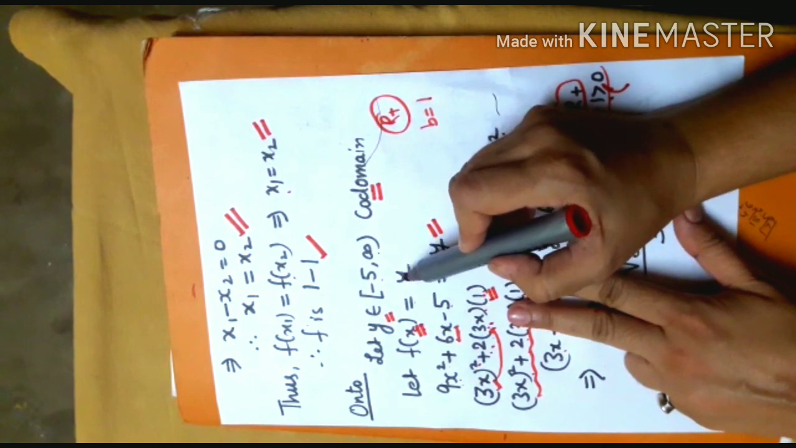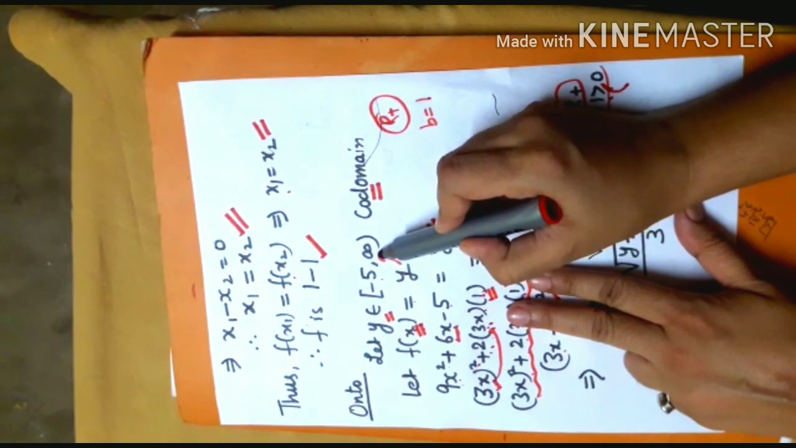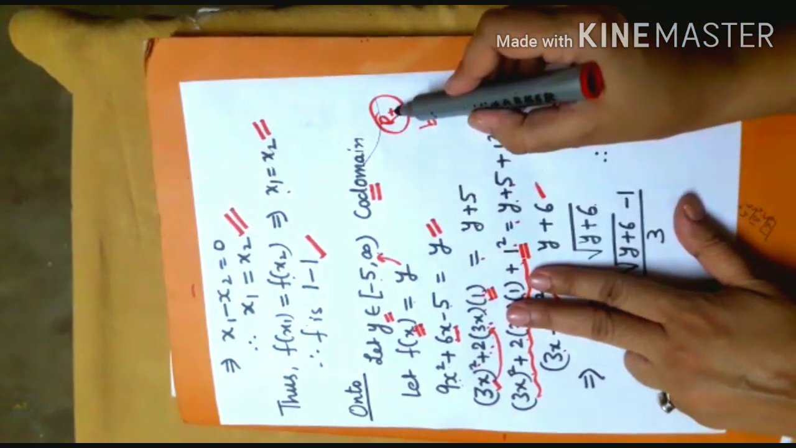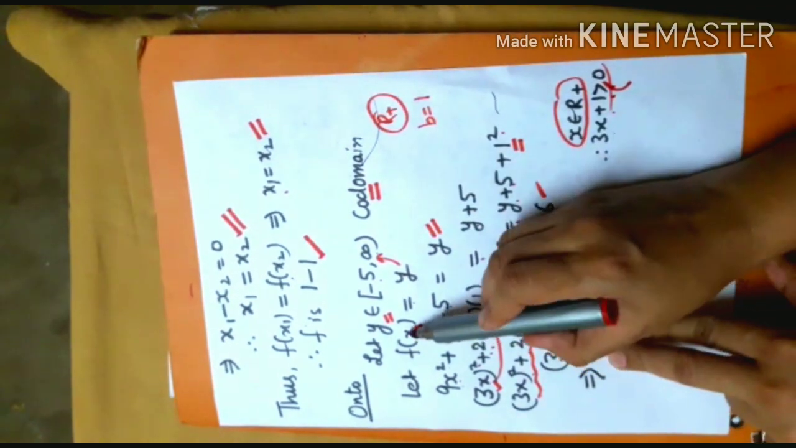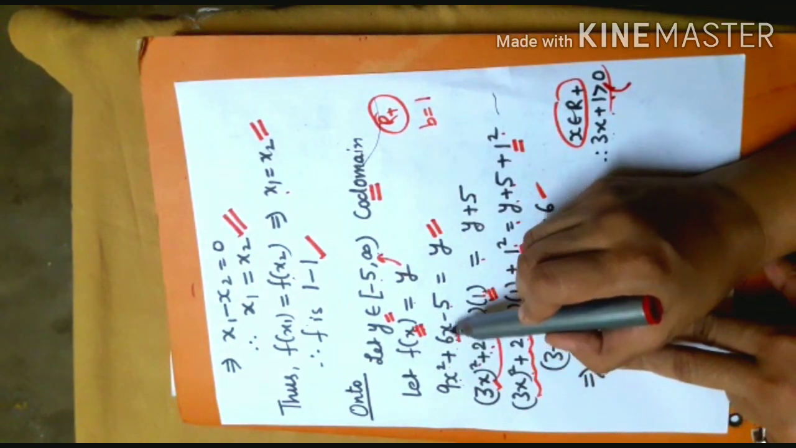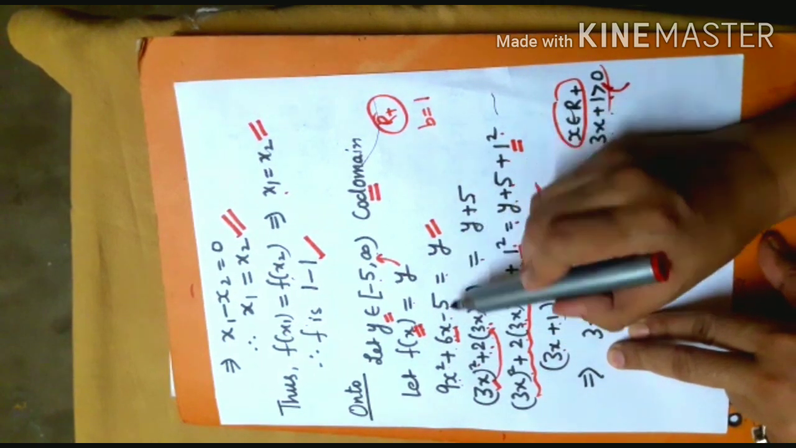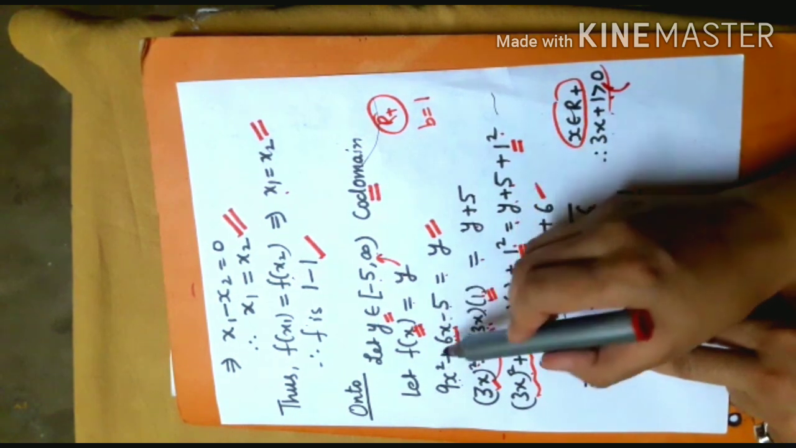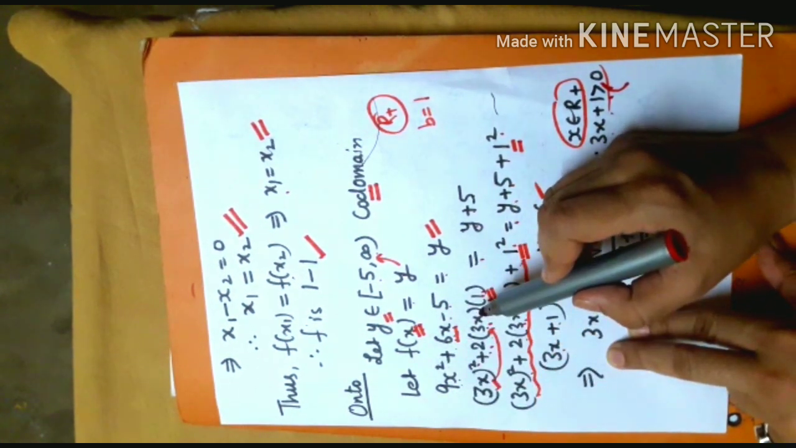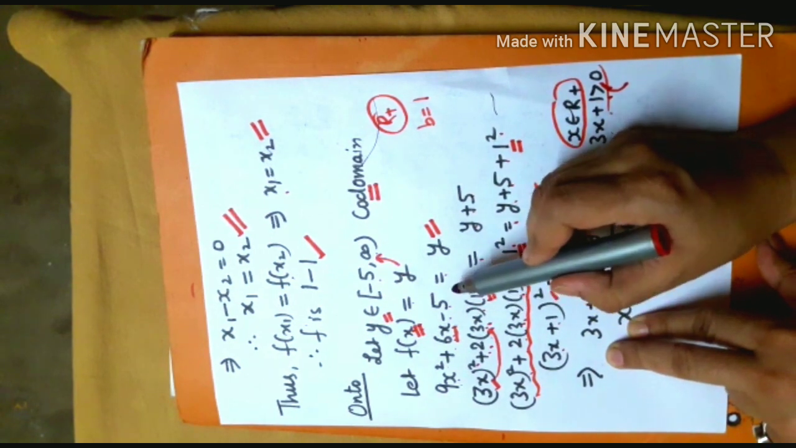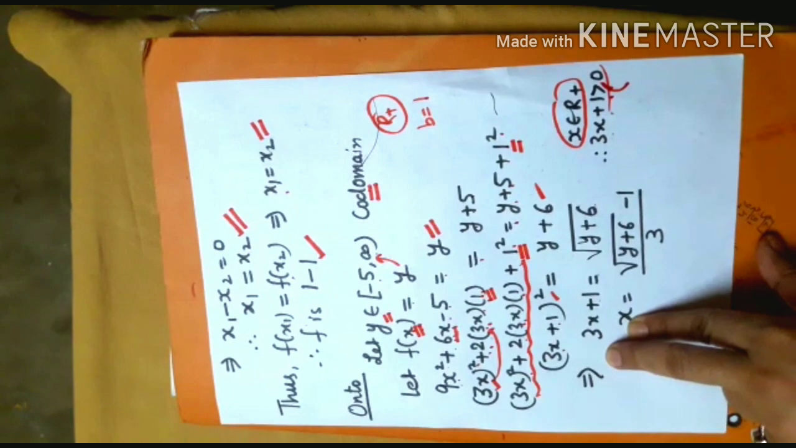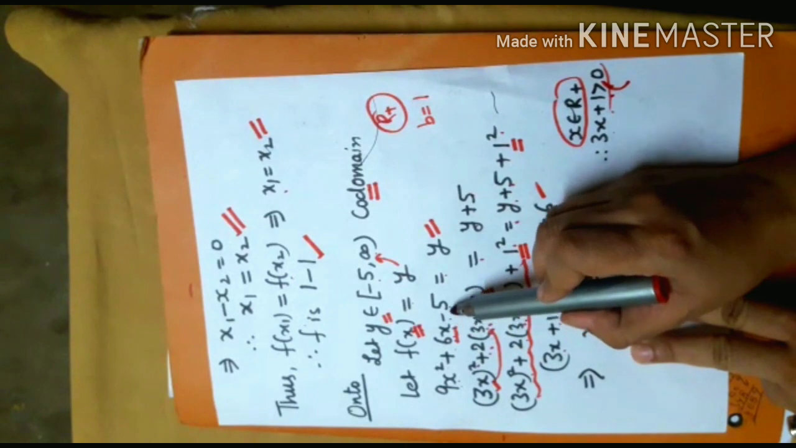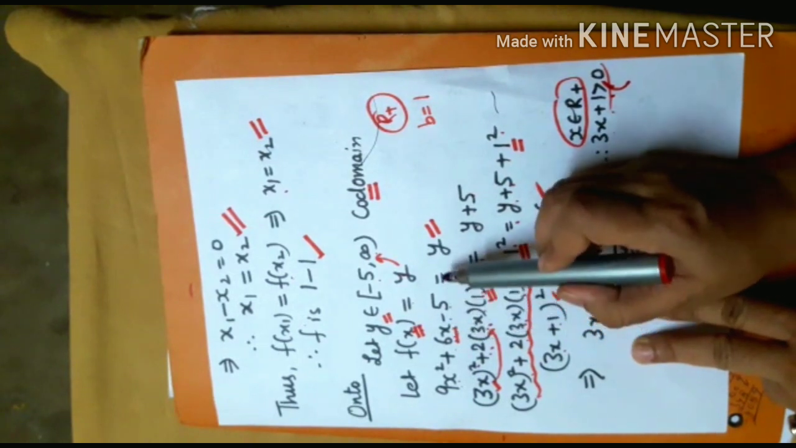Now I have to show that whatever y I take here, its pre-image x should belong to the domain, which is R plus. So f(x) by definition is 9x square plus 6x minus 5. This is equal to y. At this stage I express x in terms of y. As this is a quadratic expression, I will make use of the method of completing the squares to express x in terms of y.